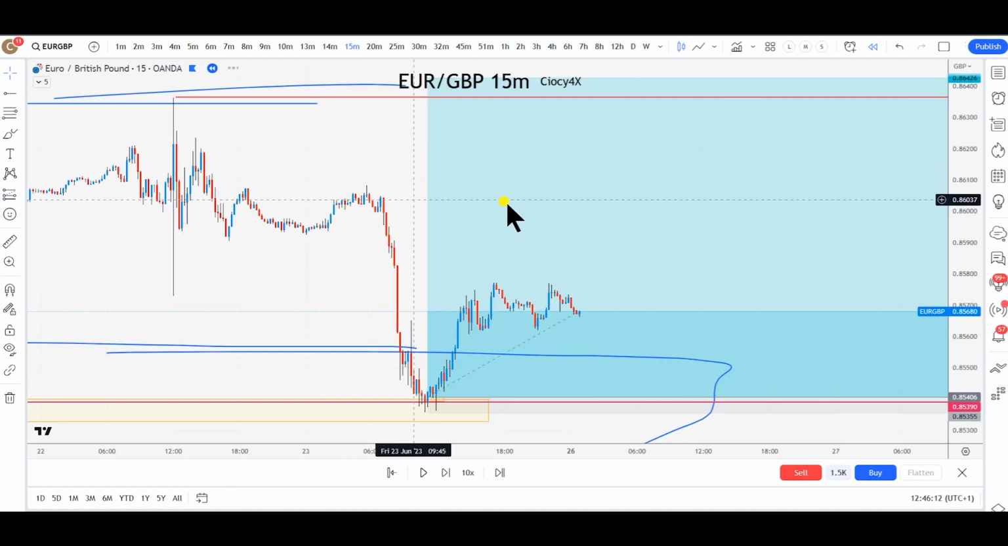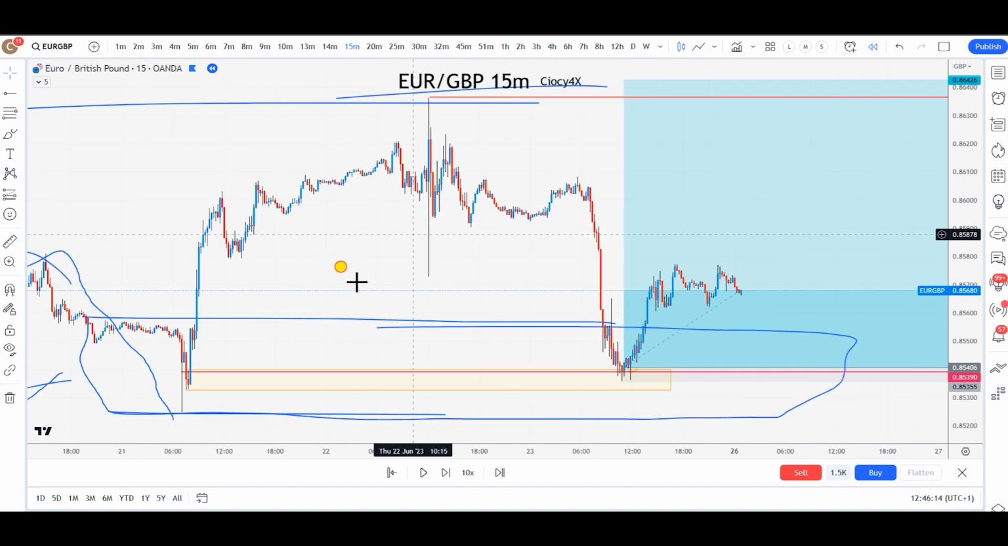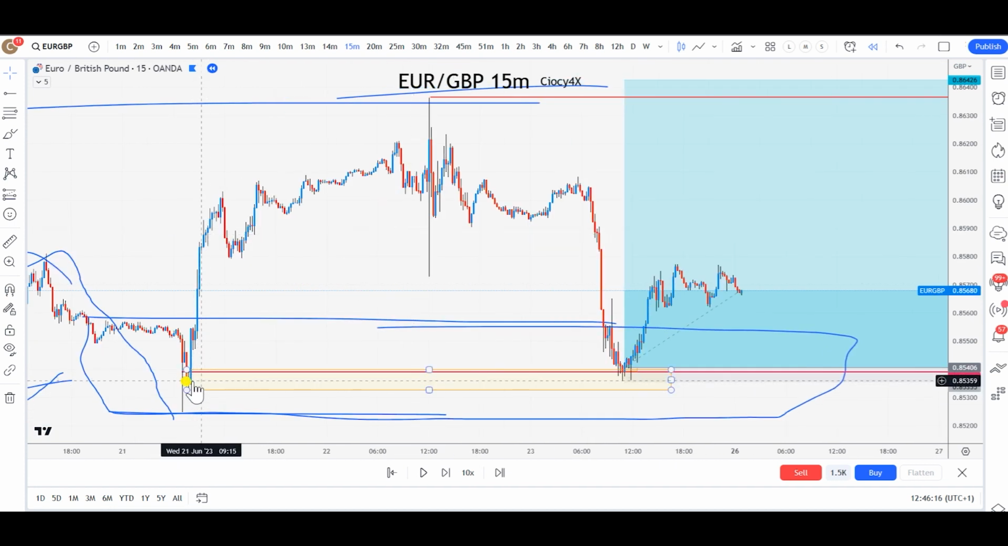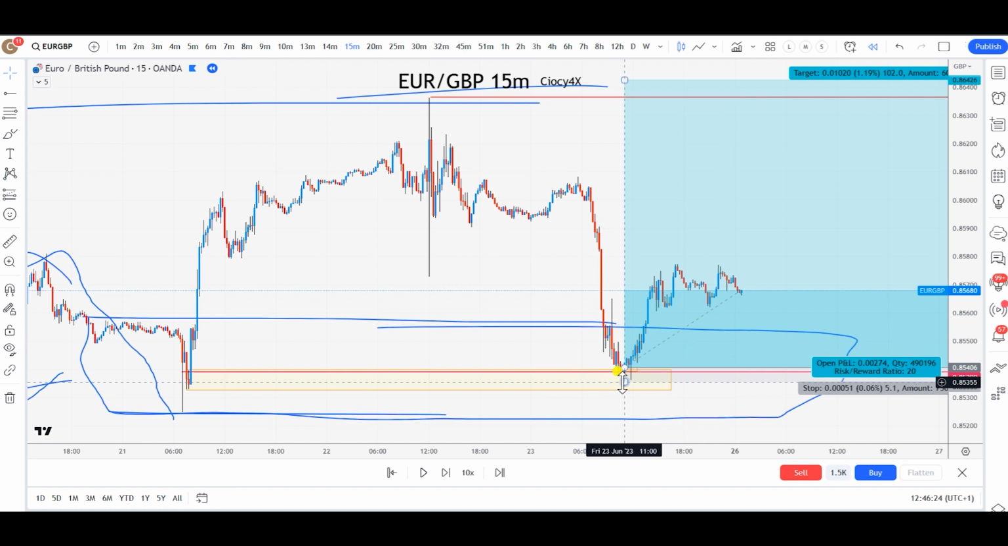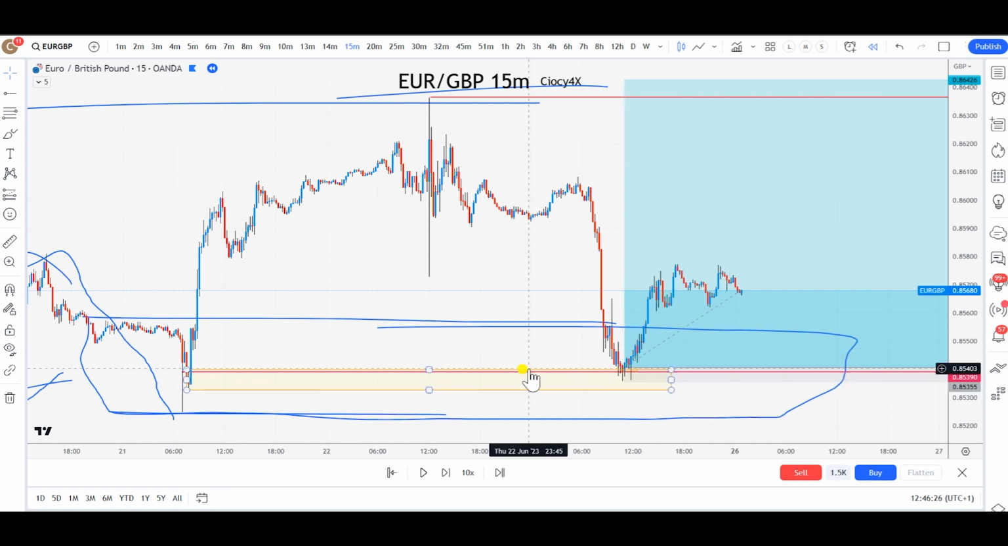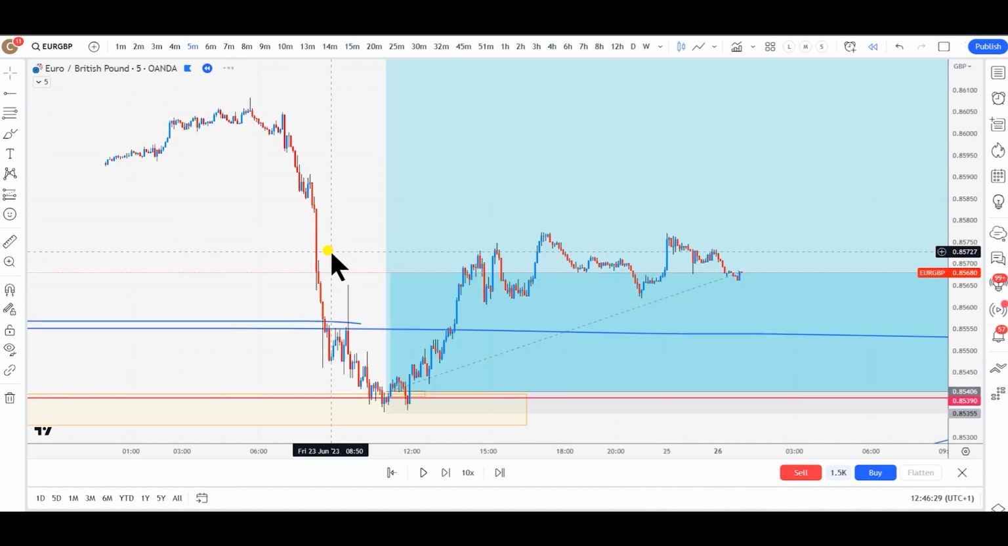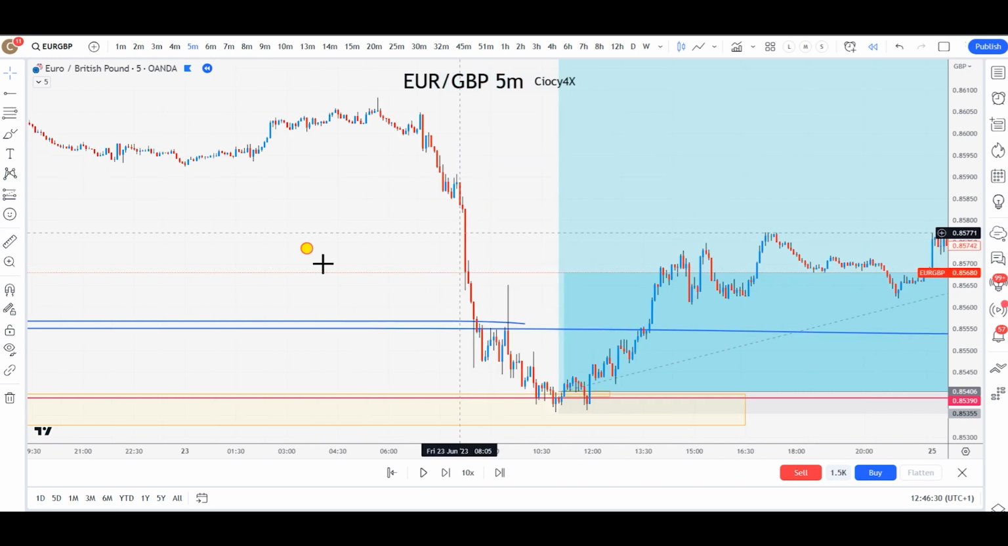And actually, let's go to 15 minutes. All right, so I've used this tiny zone over here. Why that is a bit more advanced concept, something that I might share in the future. But that was the zone that I was looking for, and price tapped nicely inside the zone. So the next thing, all I had to do was literally just go to the smaller time frame and see what the price was telling me.